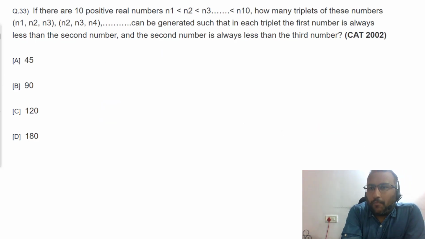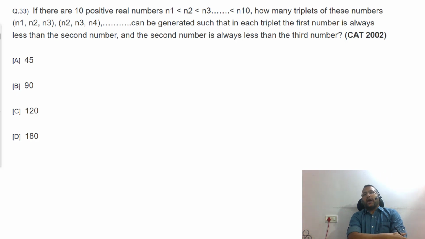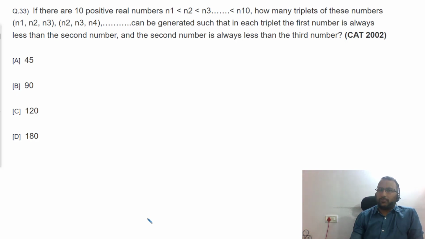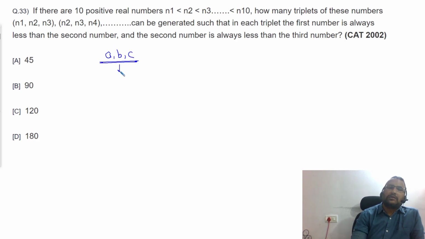The next question is from CAT 2002. If there are 10 positive real numbers such that n1 is less than n2 is less than n3 and so on less than n10, how many triplets of these numbers n1, n2, n3, n2, n3, n4 can be generated such that the first number is always less than second number and the second number is always less than third number? So let's say we are supposed to choose 3 numbers a, b and c such that first number should be less than second number and second number should be less than third number.